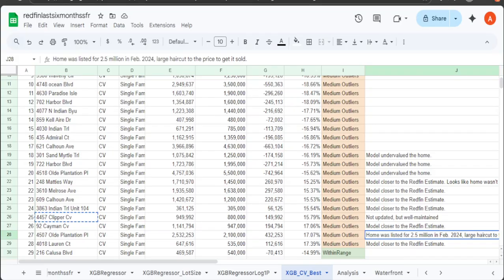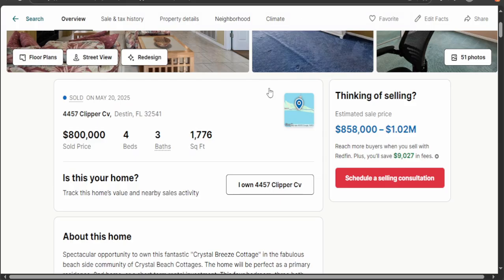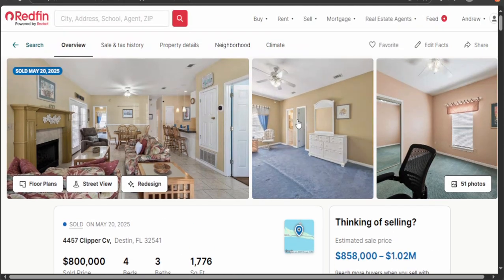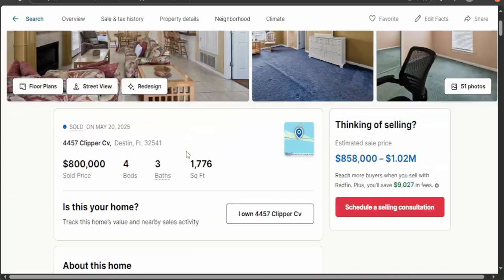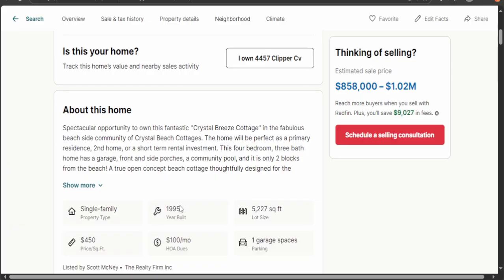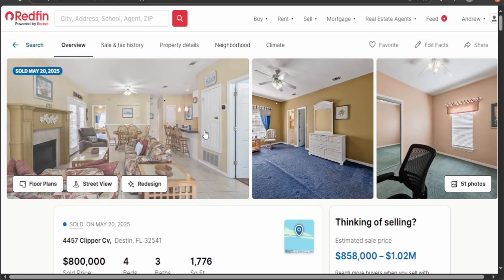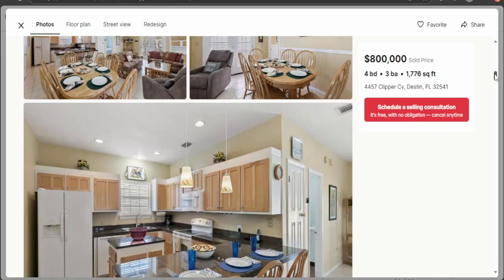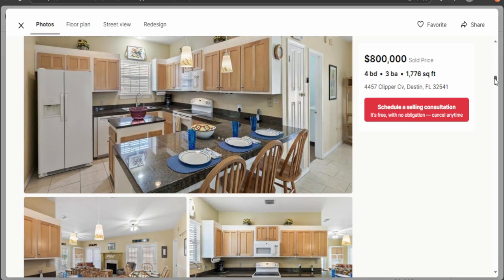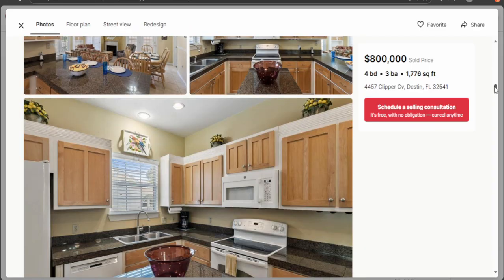800,000, and we look at it. Yeah, you can see it's sold for 800,000. Was built in 1995. It looks like from the pictures they have the original features of the home that sold in 1995.